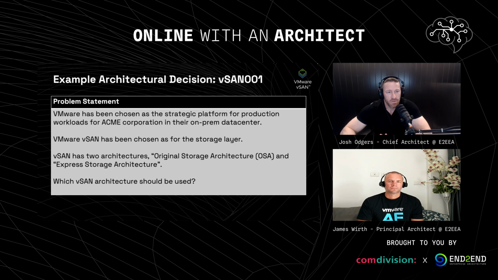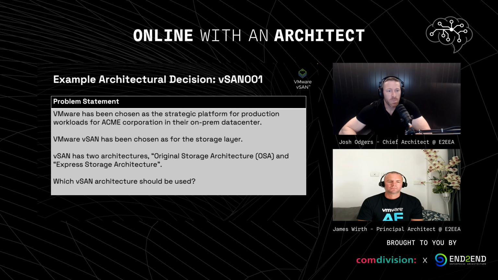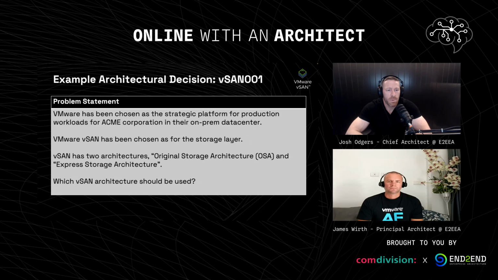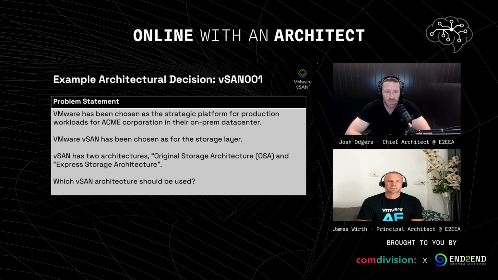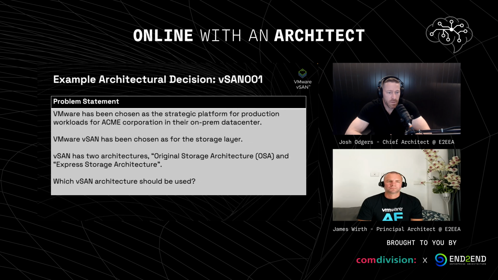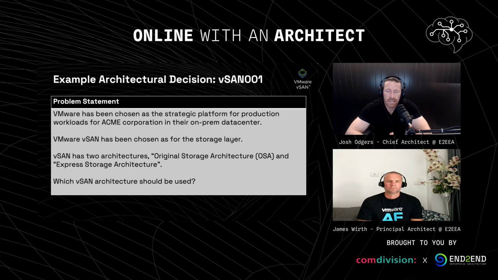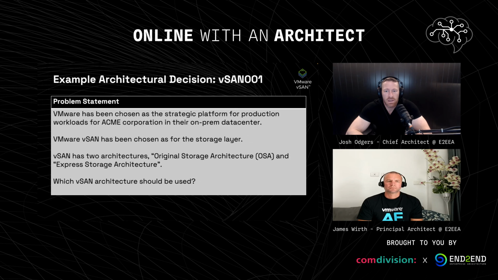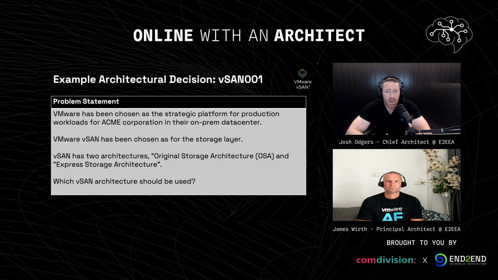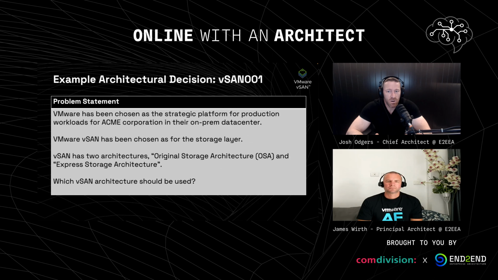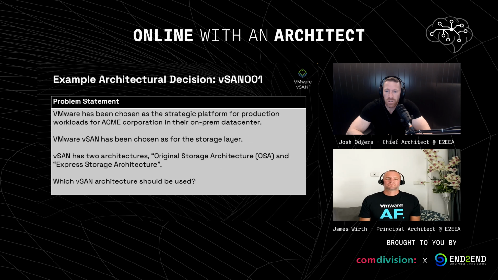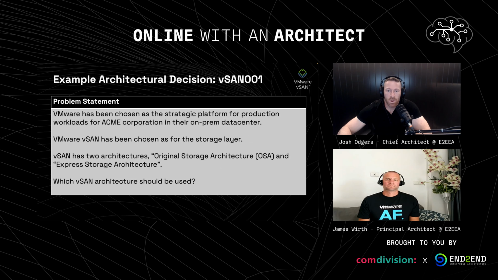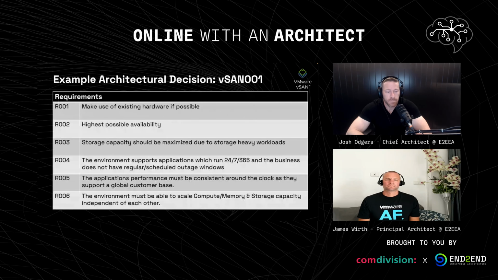So, for the listeners out there, we've put together these problem statements. And this is very generic and high level. But the idea is to show you an example of a decision, why we've made it, what are some of the pros and cons and things like that. So here we've got Acme Corporation trying to decide what their strategic platform is going to be for their on-prem data centers. And they've decided on VMware vSAN, which is a very common choice. And we're talking about OSA versus ESA. So which one is the right one for the customer?